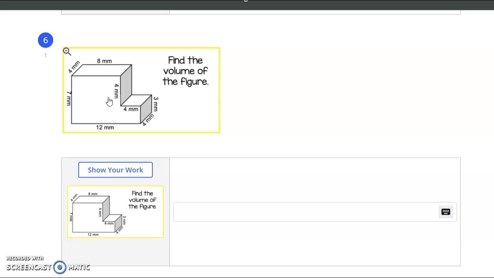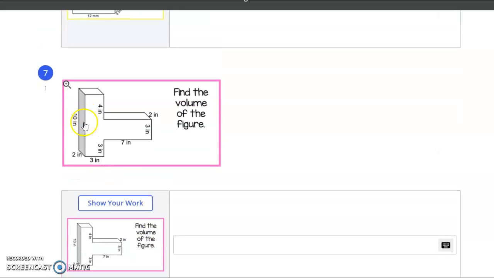Just remember, when you break it, you can't break it diagonally. You have to break it down into two completely rectangular prisms. There can't be any diagonals. So again, be sure to watch your notes. These are set up exactly like the notes. You're going to break the figures down into two rectangular prisms. You're going to find the volume of each of those prisms by doing length times width times height, and then you're going to add their two volumes together to get their total volume.